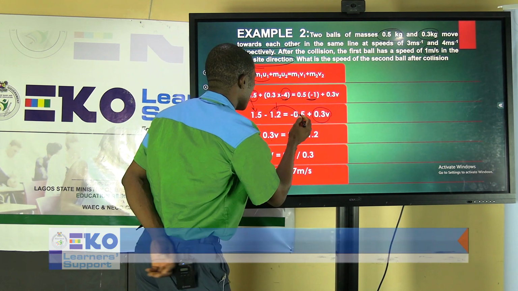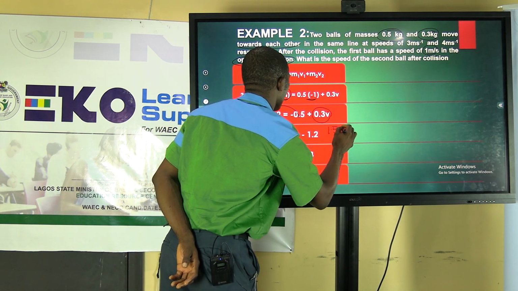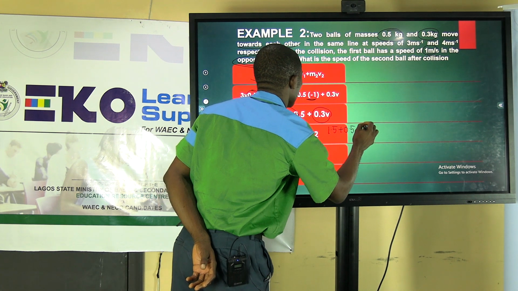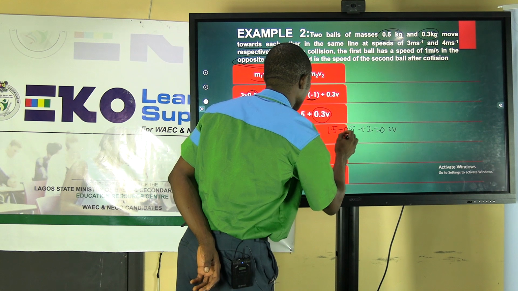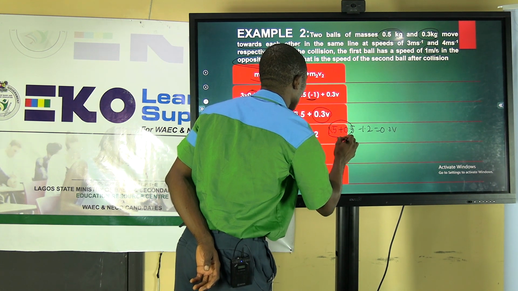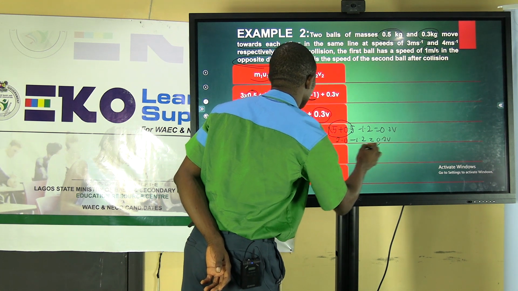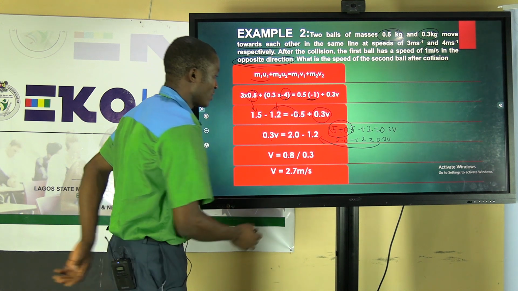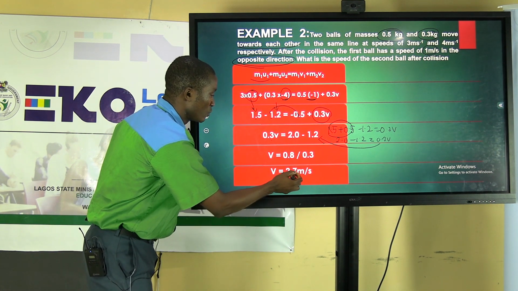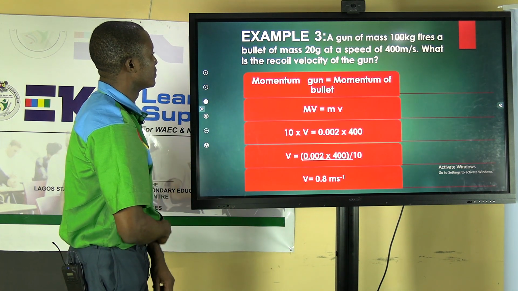Look at this. 1.5 plus 0.5 minus 1.2 equals 0.3 V. When you add these two, you are going to have 2.0 minus 1.2 equals 0.3 V, which correlates with this line. When you subtract, you have 0.8. 0.8 divided by 0.3 gives 2.7 meters per second. Let's look at the next example.